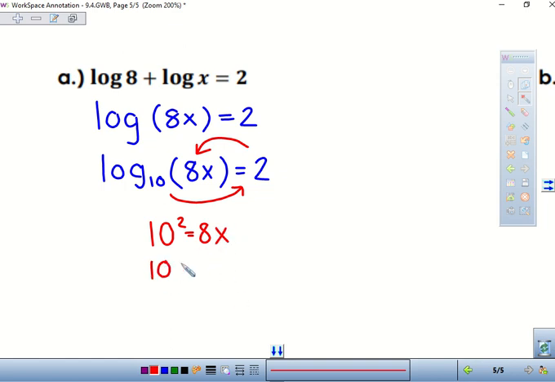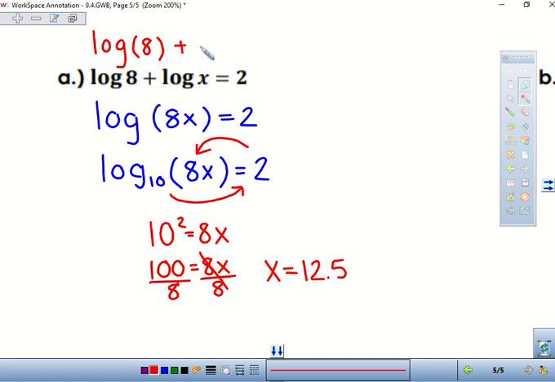I can rewrite this and divide by 8. So I get x equals 12.5. So that's a tool you can use to solve for missing variables with a log. Now I also just want to mention to you guys, if you want to verify your work at the end of a test or quiz, you can just put it back in the calculator and your answer should come out to be 2. Okay? So just to check your work, that's an option.